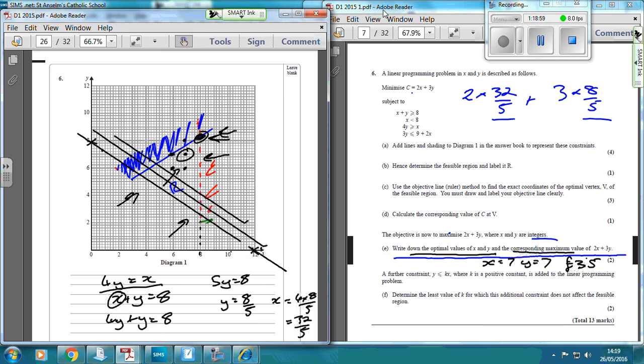Okay, next, a further constraint, y is less than or equal to kx, where k is a positive constant, is added to the linear programming problem. Determine the least value of k for which this additional constraint does not affect the feasible region. So, let's have a quick look at this. What does the line y equals something x look like? It would have helped if I hadn't got rid of all of my lines. But I might need to use the mark scheme to help you out with this one.